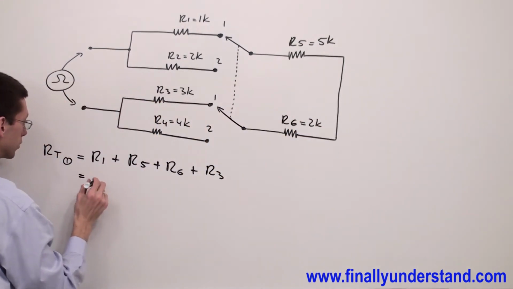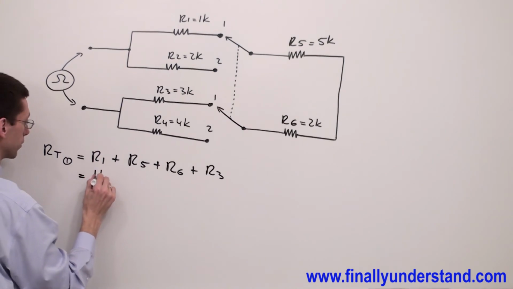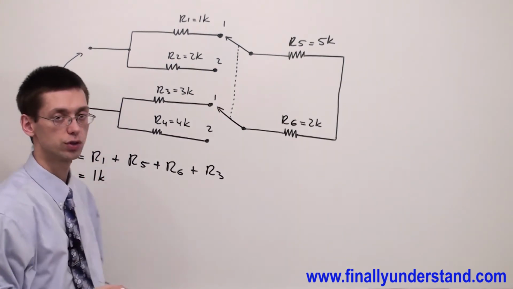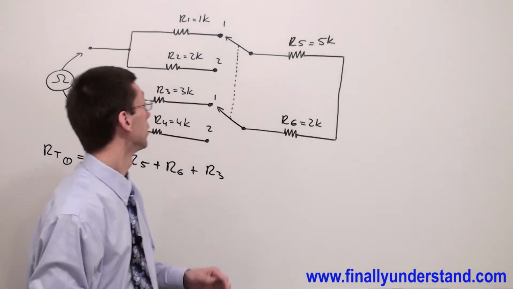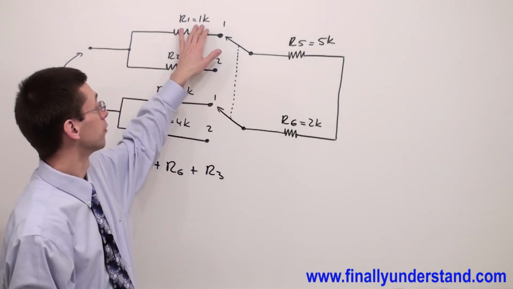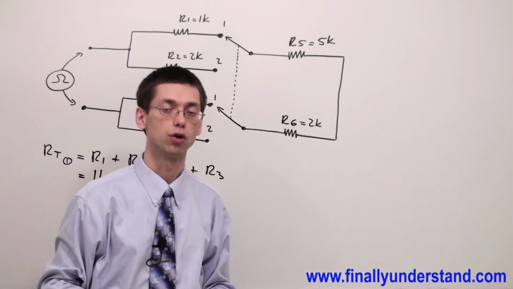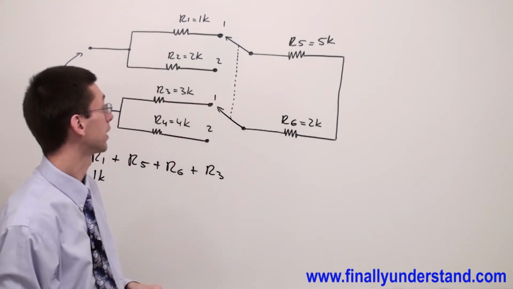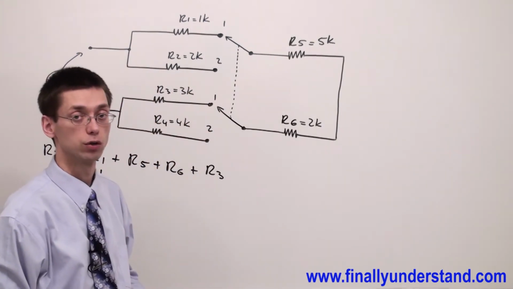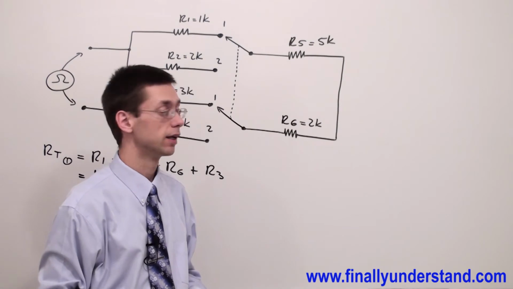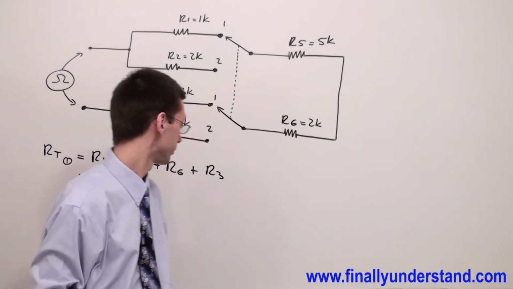Now plug in the values. R1 is equal to 1 kilo. Remember, anytime you see just kilo as the value of your resistor, this automatically means kilo ohms. Sometimes on the diagrams, instead of kilo ohms, you are going to see kilo. This is done in order to save space.